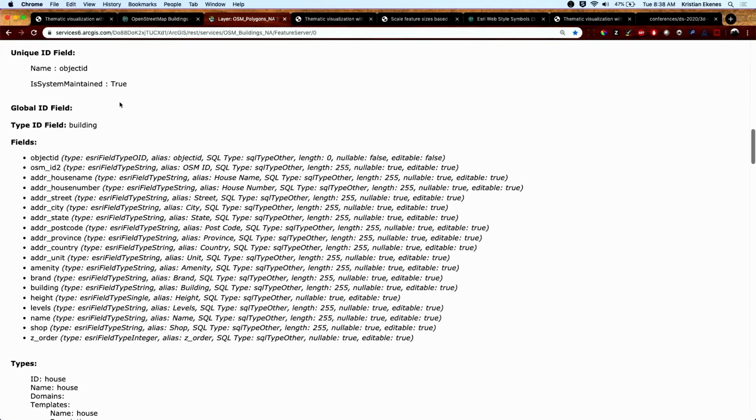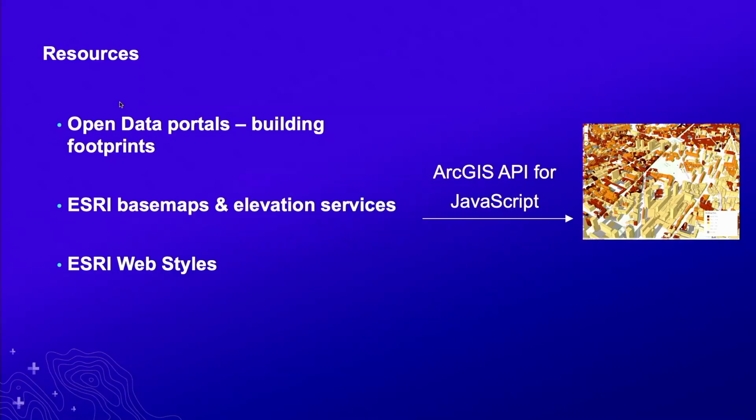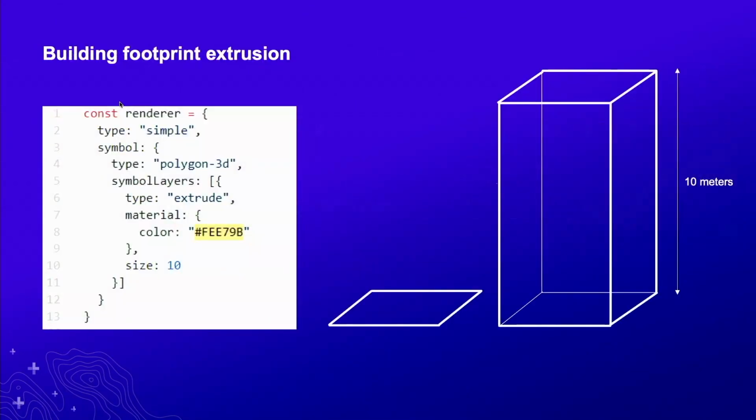So I just want to point out that you do have access to these free data sources through ArcGIS Online. You also have other Esri base maps and elevation services and web styles, and I'll dive into what those web styles mean in just a second.